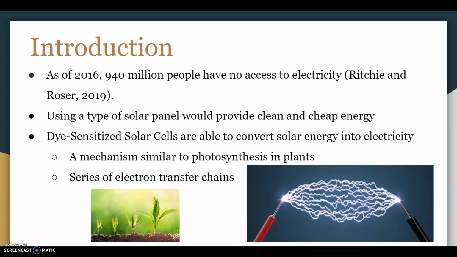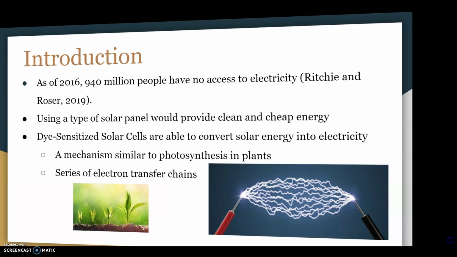As of 2016, globally, there were 940 million people that had no access to electricity. That's almost 1 billion people globally. So using a type of solar panel could provide a clean and cheap energy source for these people to improve their lives. Solar cells are able to convert solar energy into electricity in a similar fashion to photosynthesis in plants, utilizing some fun properties of electrons.